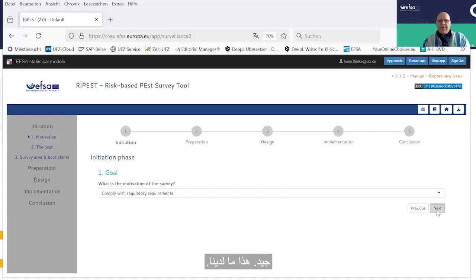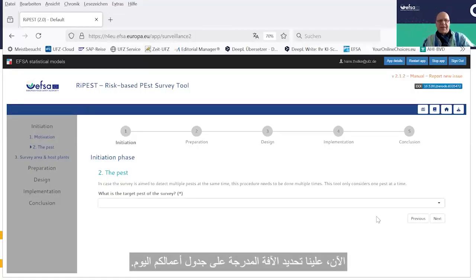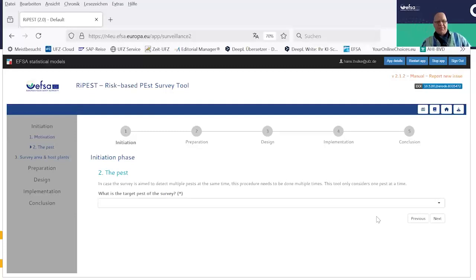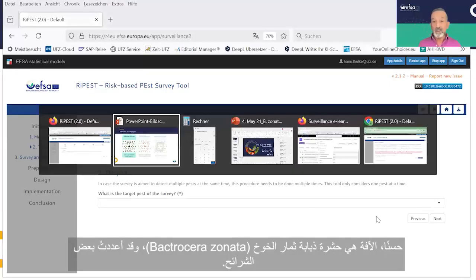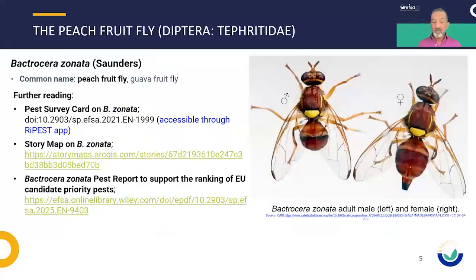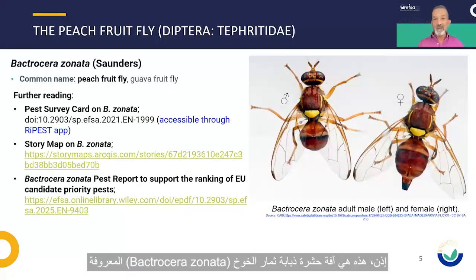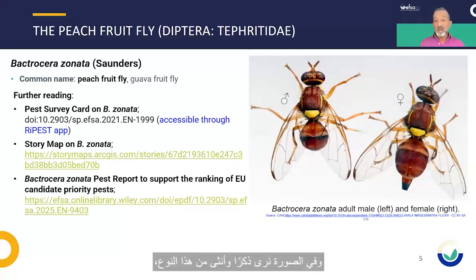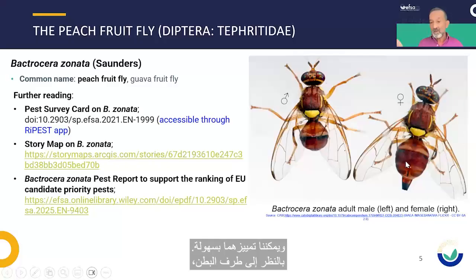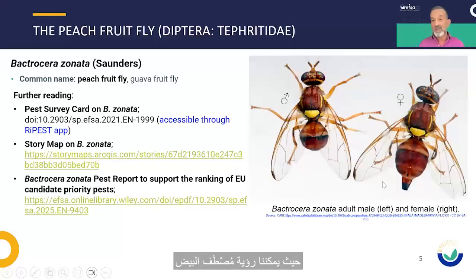Good. Having this, next we have to specify which pest is on your agenda today. Well, the pest is Bactrocera zonata, and I have prepared some slides based on the info EFSA has in different publications. This is the pest, Bactrocera zonata, known as the peach fruit fly. In the image, we can see a male and a female of this species, the male on the left, the female on the right, and we can easily distinguish them looking at the tip of the abdomen, where we can see the oviscapt in the case of the females that they use to pierce the fruit and oviposit.